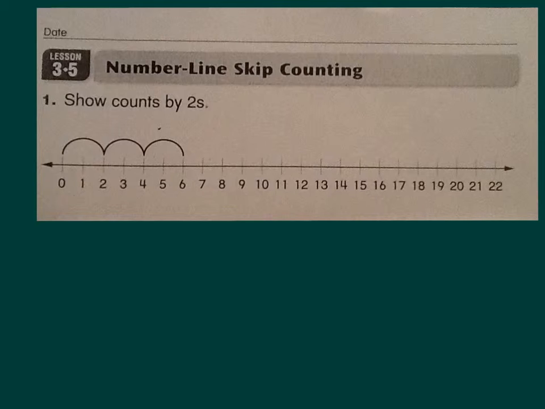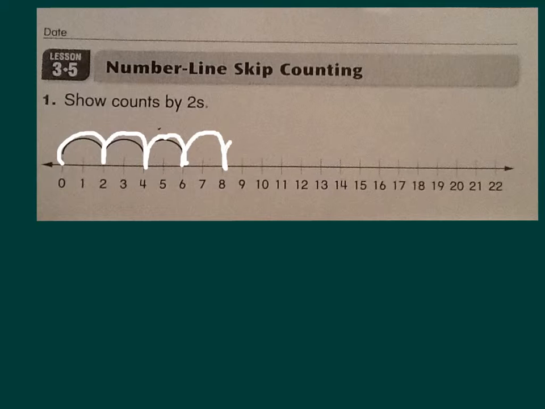We can count by 2s if we start at 0 and count over 2. 1, 2. And then we count by 2 again, 1, 2. Now we're at 4. 1, 2. Now we're at 6. If we continue, we're going to skip 1 and go 1, 2. Now we're at 8. Follow along with me, get your pencil, and let's do some jumping. Everyone's pencil should be on number 8 right now.